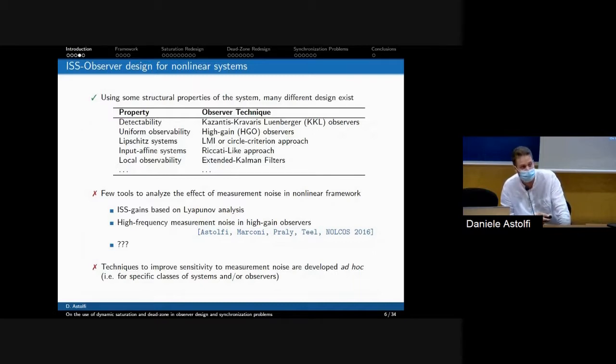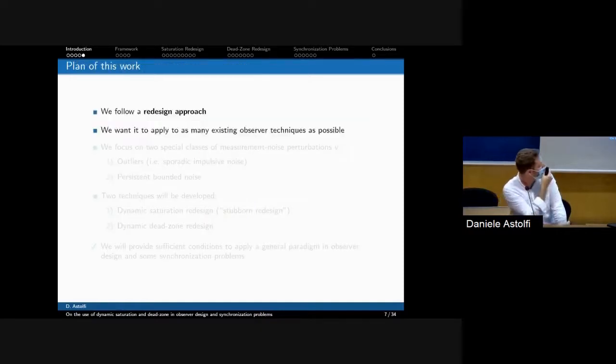One, of course, is to use standard ISS analysis based on Lyapunov analysis. Some time ago, we developed a technique to characterize the effect of high-frequency measurement noise in high-gain observers. But again, it was really related to this class of systems. In general, there are no systematic techniques to improve and analyze sensitivity to measurement noise for nonlinear systems. And what we have in general is developed ad hoc for specific classes of systems and observers.